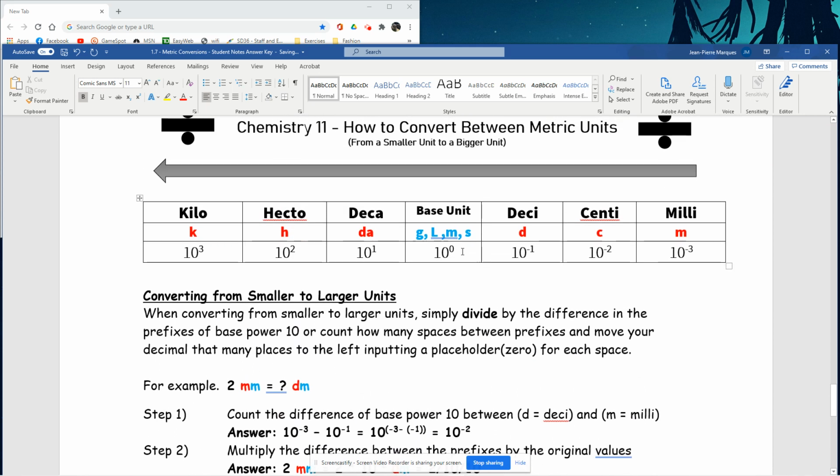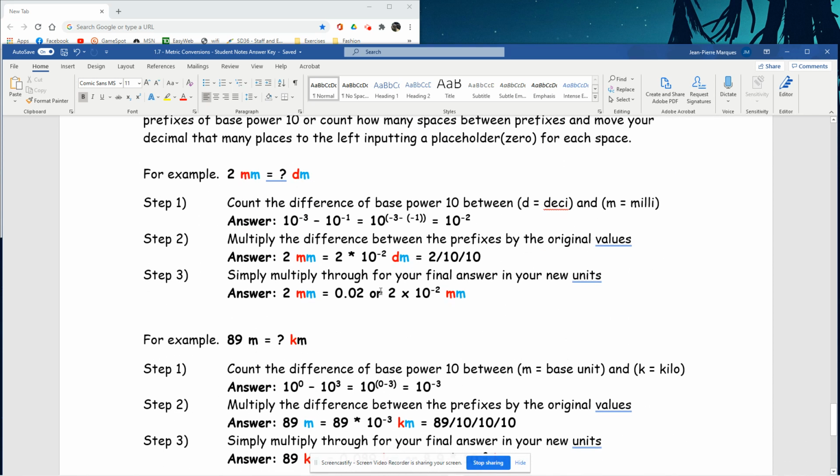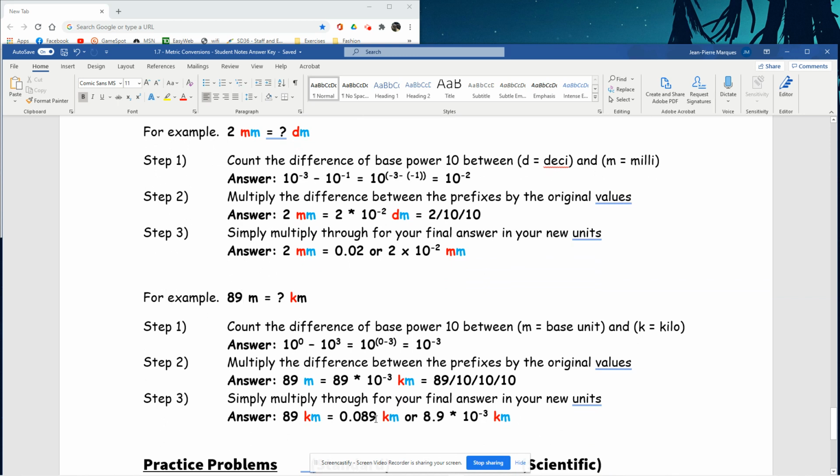Or we can do the math. Our base unit is 0. Kilometers is positive 3. What is 0 minus 3? Well, 10 to the minus 3. That is 1 over 1,000, or 3 decimal places to the left. Therefore, we're going to move this 3 decimal places to the left. We started here, 1, 2, 3. That gives us 0.089 kilometers.